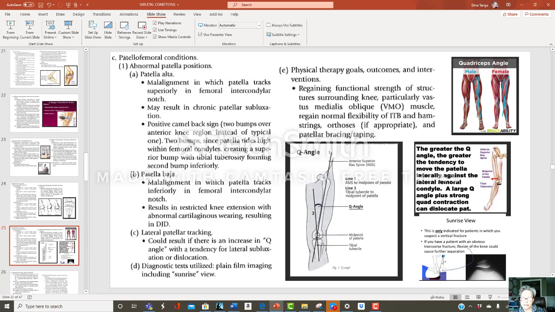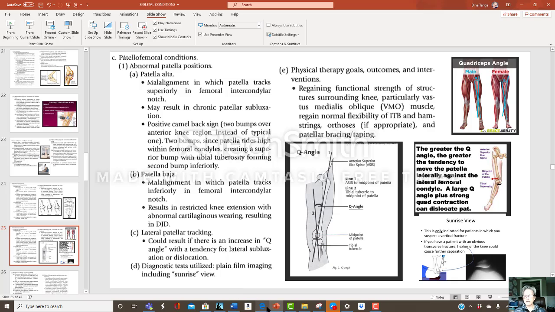So anterior superior iliac spine to the midpoint of the patella, tibial tubercle to the midpoint of the patella. And that is your Q angle. So here is the typical tubercle right here. Here's the midpoint of the patella. And here's your ASIS. And that's going to measure your Q angle.